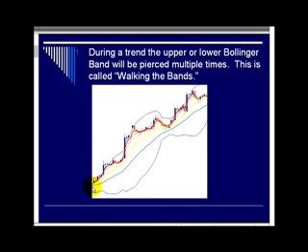In an uptrend, the upper Bollinger Band will be pierced multiple times. So the trend is moving up, and here the Bollinger Band was pierced, and here, and here, and here again. All this time the trend is up. Candles are never making it anywhere near the lower Bollinger Band that entire time.